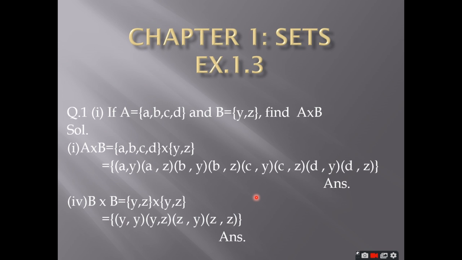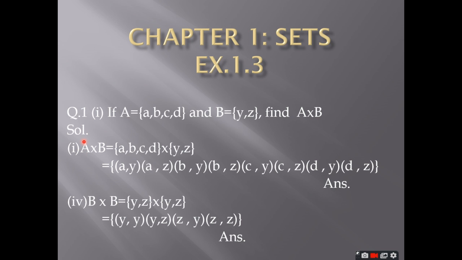Now let's do your book's question number 1, exercise 1.3, chapter number 1, sets. The question number 1 of exercise 1.3 is, if A is a set of alphabets A, B, C, D, and B is a set of alphabets Y and Z, you have to find A cross B, meaning A Cartesian B.